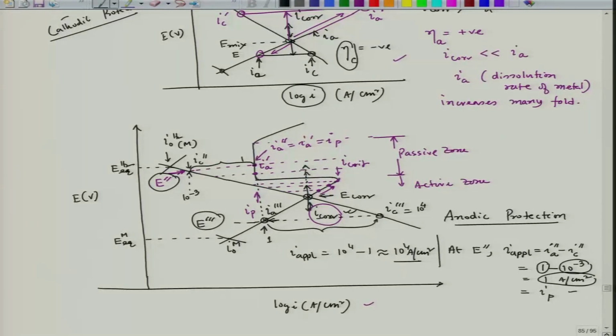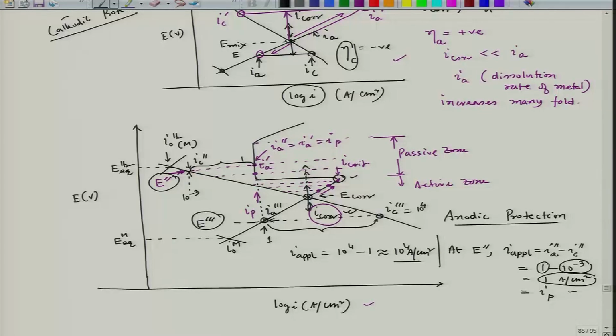Now, of course, in the beginning of the polarization I have to go through this I critical, that means the maximum current density. So, in the beginning of the process of anodic polarization, I do need a very high current flow, because if I see I critical, the total current density requirement would be this much, which is very large, and which becomes my I applied.